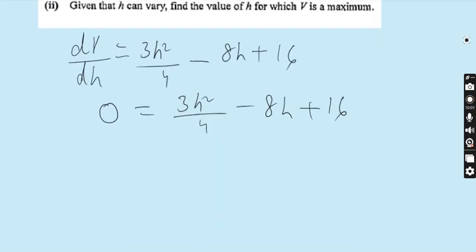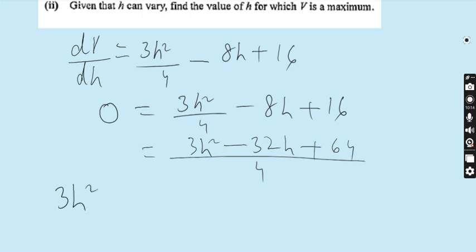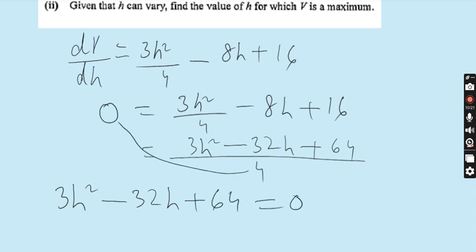So 3h squared upon 4 minus 8h plus 16 equals 0. Take the LCM, which is 4, so it is 3h squared, 4 eights are 32h, 4 sixteens are 64. So 3h squared minus 32h plus 64. This 4 must multiply by 0, so it is 0. This is a quadratic equation, and we solve it using the quadratic formula, because factorization is a little bit difficult, but if you have more practice with the middle term break method, then we don't have any issue. After solving the quadratic equation, we get two values, 8 and 8 upon 3.